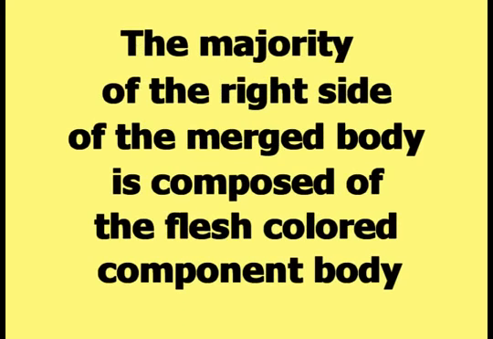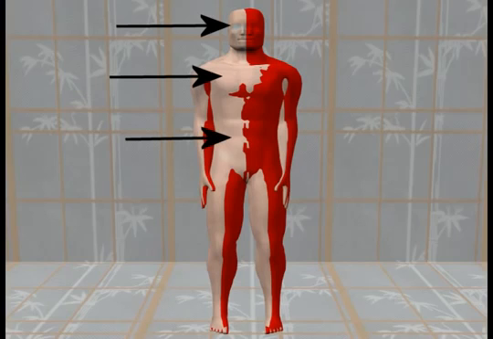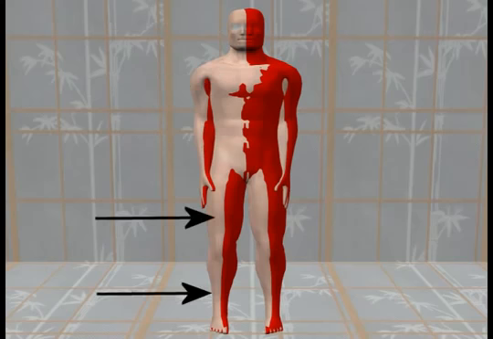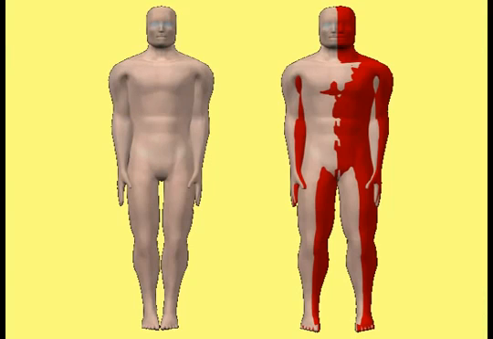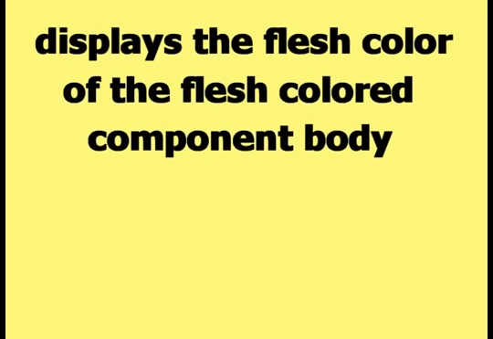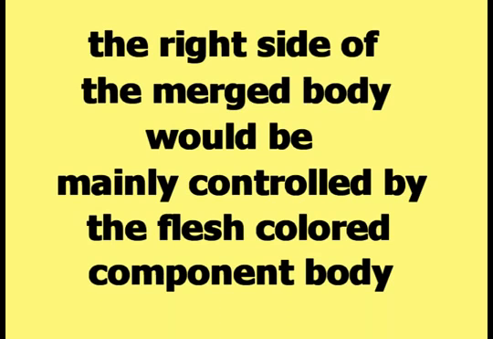The majority of the right side of the merged body is composed of the flesh-colored component body. The right side of the torso and head, the outside of the right arm, and the outside of the right leg all display the flesh color of the flesh-colored component body. Because the majority of the right side of the merged body displays the flesh color of the flesh-colored component body, the right side of the merged body would be mainly controlled by the flesh-colored component body.